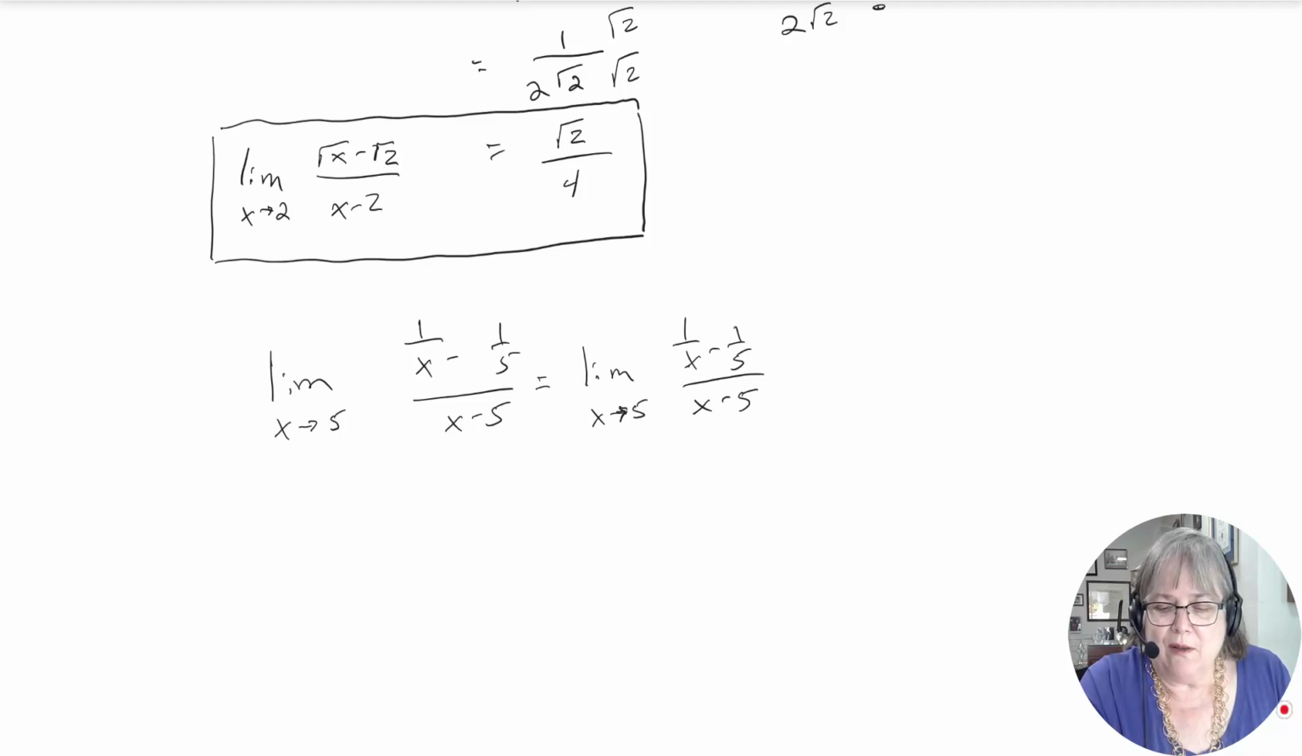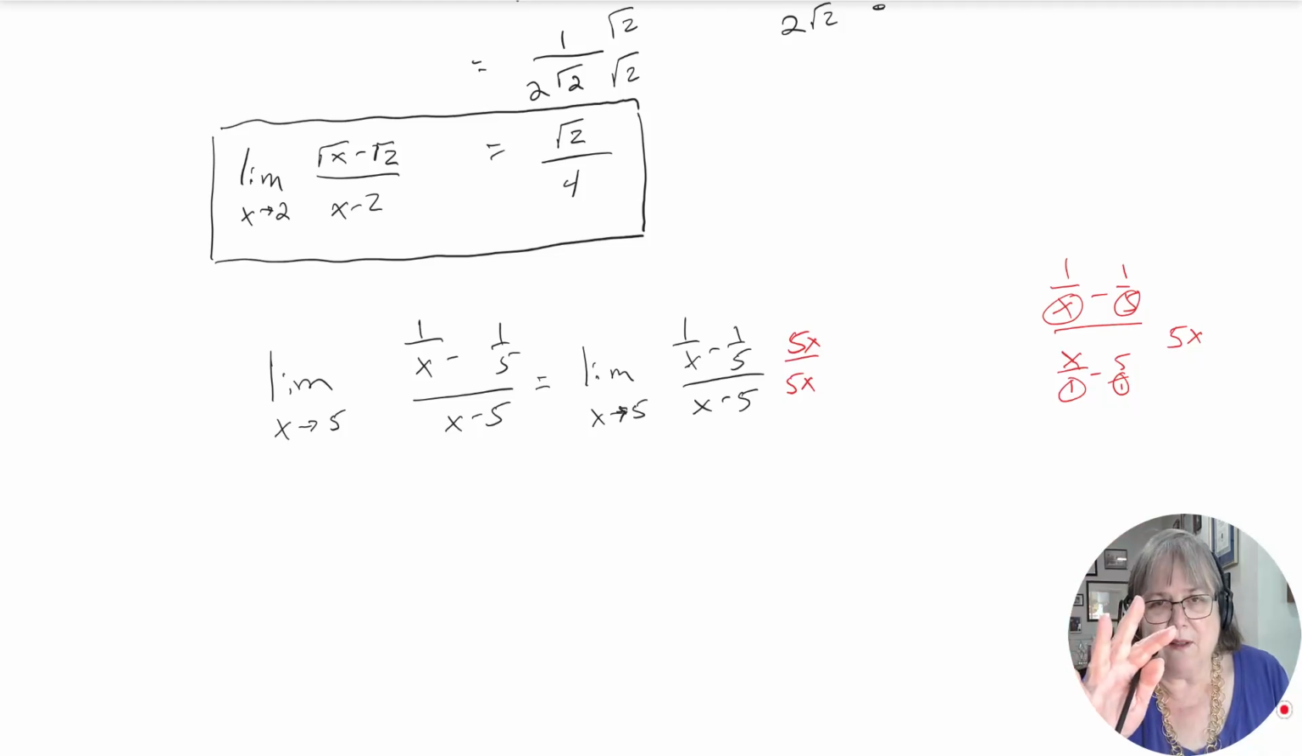And so if you look at it, you have 1 over x minus 1 over 5. And in the bottom, you actually have x over 1 minus 5 over 1. So there's 4 fractions within a fraction. And the least common denominator of these 4 pieces is 5x. So if you will multiply the top and the bottom of this by the least common denominator of all the pieces, even within the larger fraction, you're going to actually multiply across this top and use the distributive property.